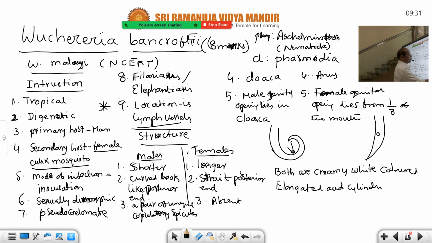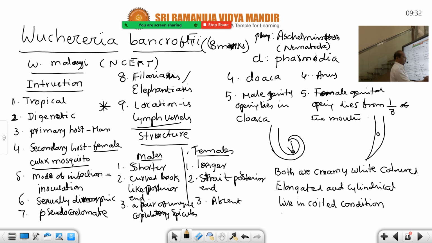This is also common to all nematodes, not only Ascaris and Wuchereria. That's why they are called threadworms. Nematoda means thread, elongated and cylindrical. Both are creamy white colored. They live in a coiled condition, always. Both male and female live in a coiled condition. They are inseparable, in close contact. Unlike Ascaris, they live in a coiled condition. So these points also should be added in the general characters.